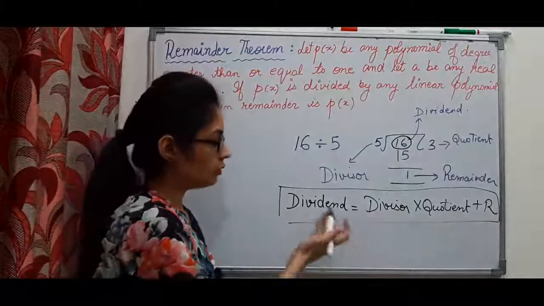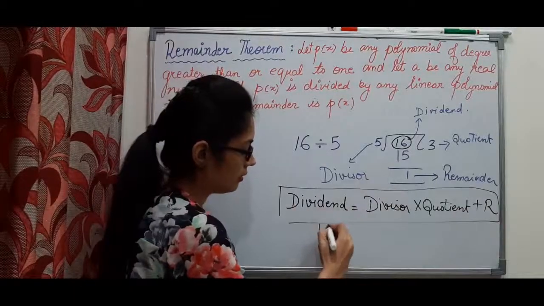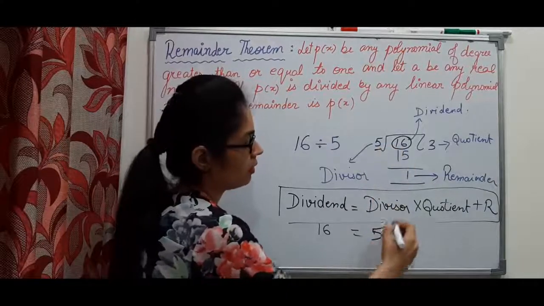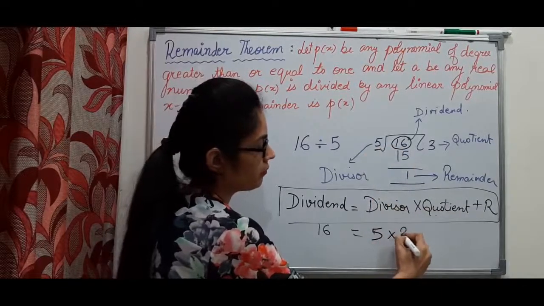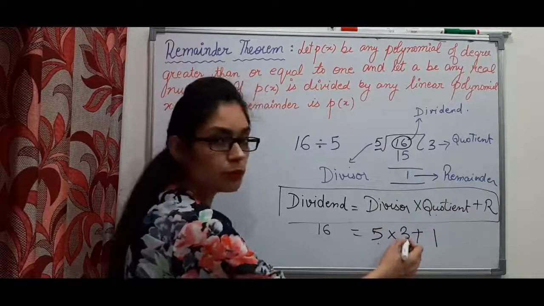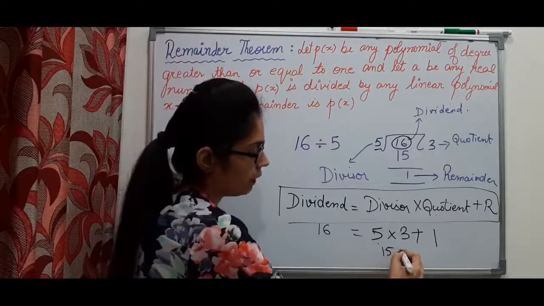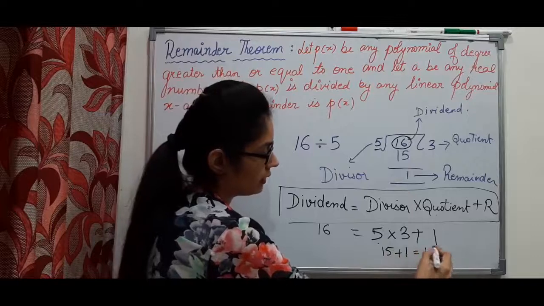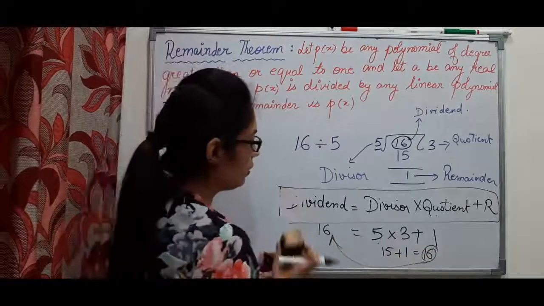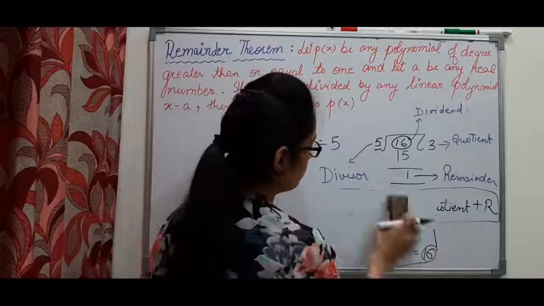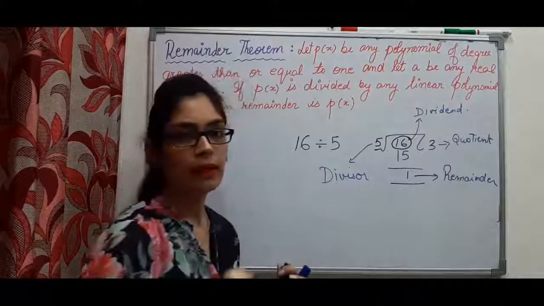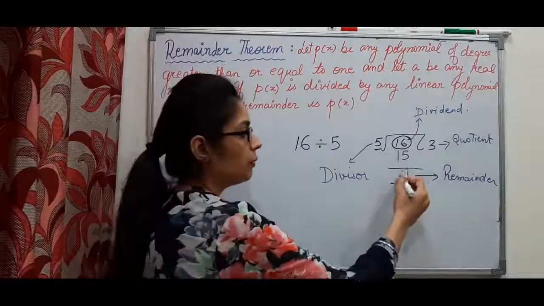You can check also. Say dividend is 16, divisor is 5, quotient is 3, then remainder is 1. You can say 5 into 3 is 15 plus 1 which is equal to 16, and this 16 is the dividend. So let's check for another number also. So this was for the number when we get some remainder.